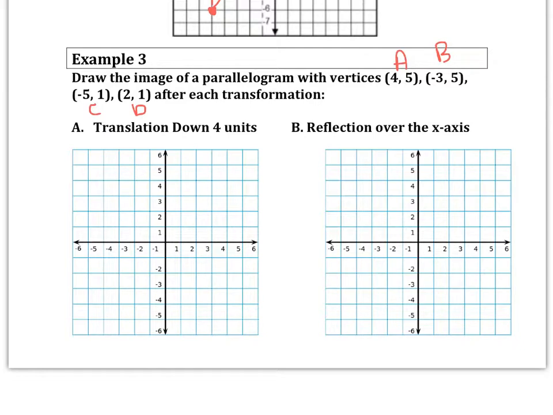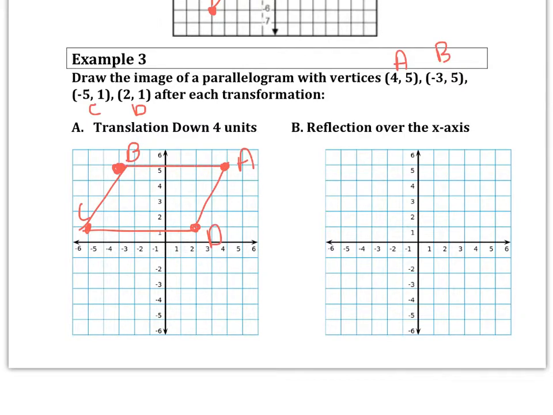So A is at 4, 5. B is at -3, 5. C is at -5, 1. And D is at 2, 1. So make sure they're all labeled. And then we'll connect them. And this certainly appears to be a parallelogram.